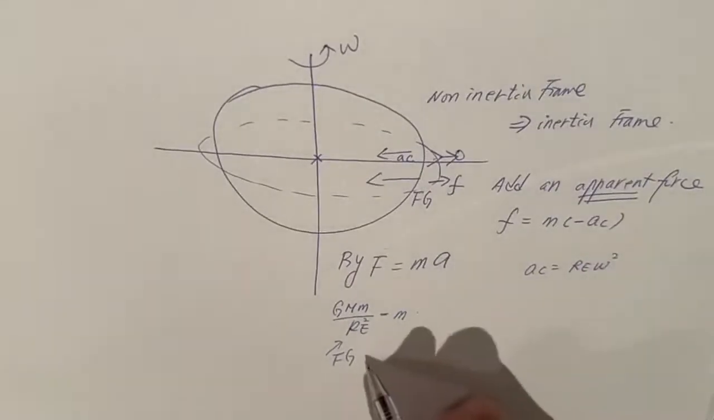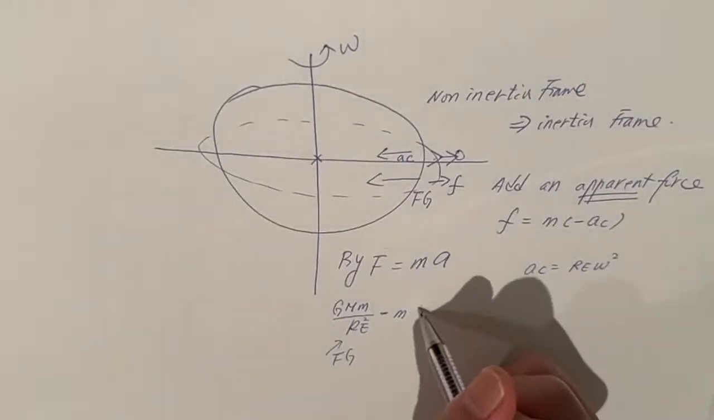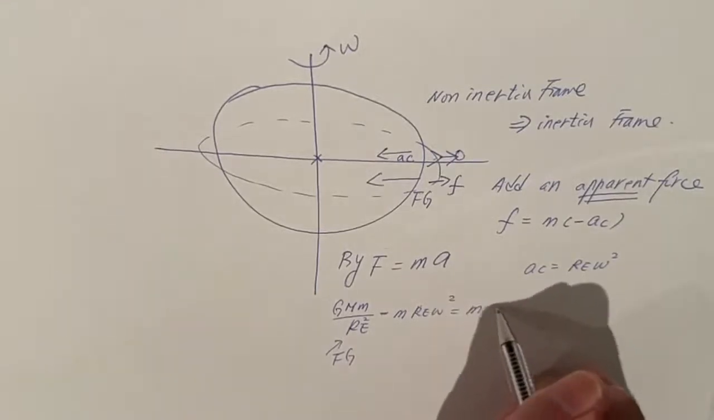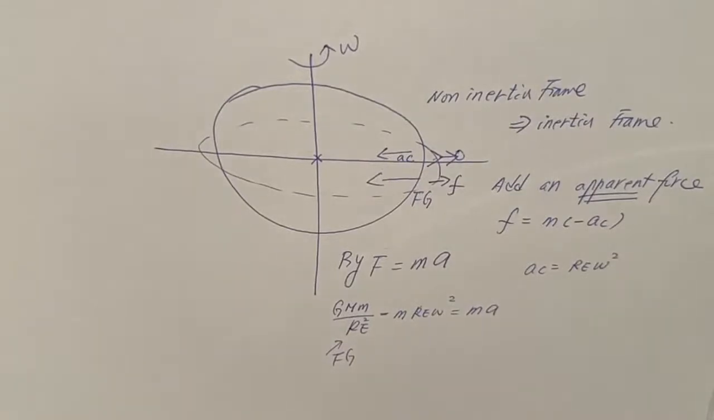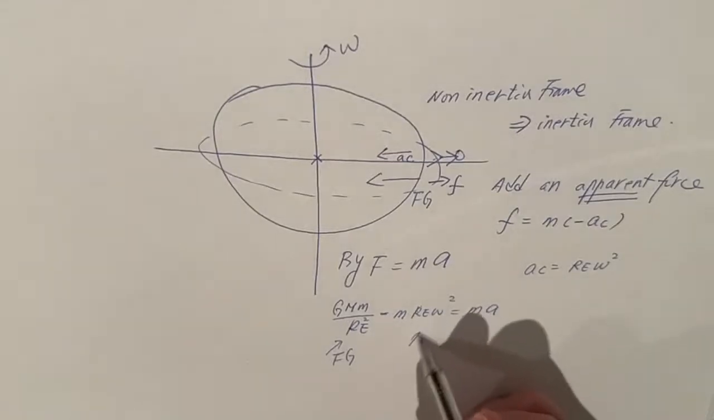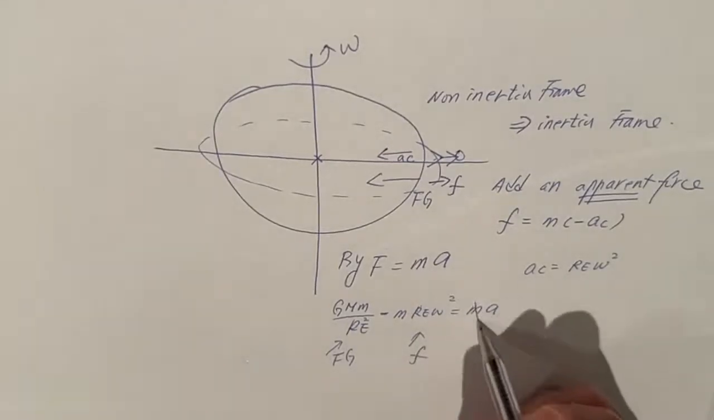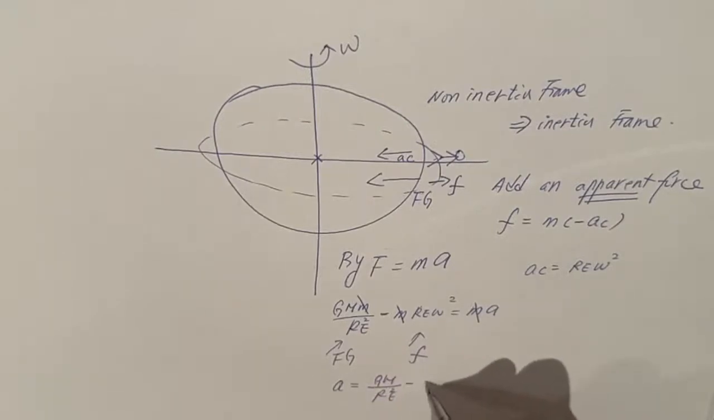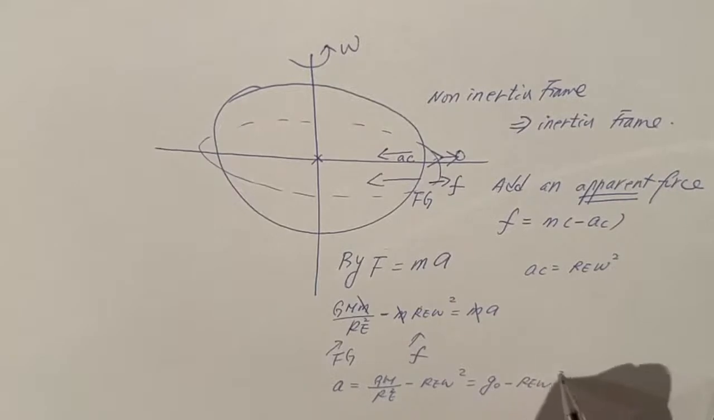So we can substitute into this formula. Now this is small f, right? So we cancel the m. So the expression a is equal to GM over r Earth squared minus r Earth omega squared. Normally we call this one g.